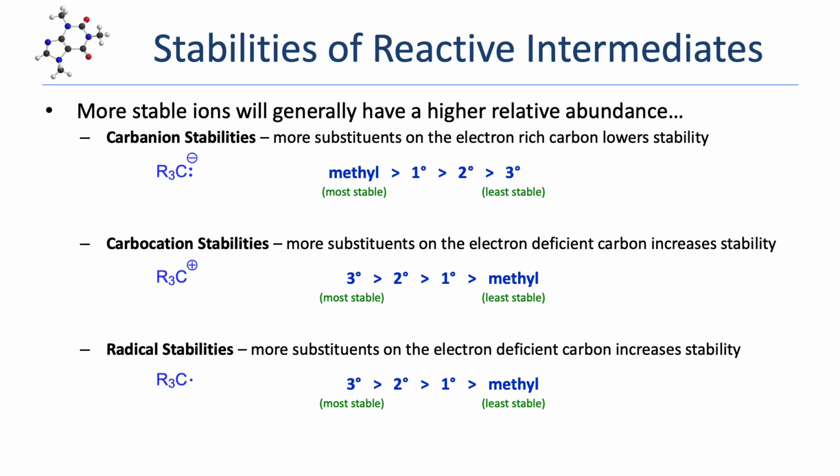And the more stable a fragment ion is, the more of it will be produced, the more of it will hit the detector, resulting in a higher relative abundance. And that means that generally, the taller a peak is on a mass spectrum, the more stable that particle is.